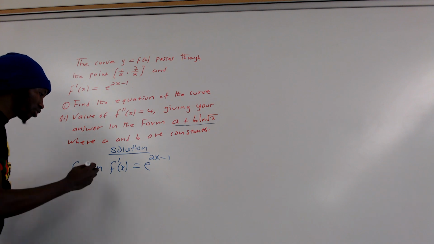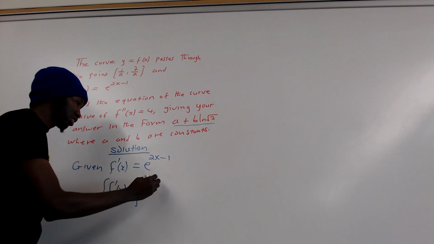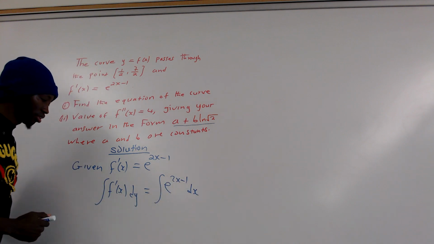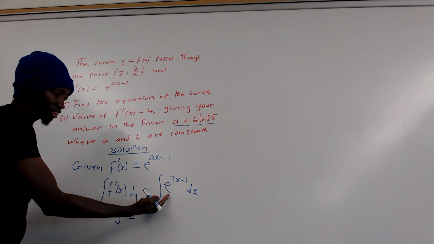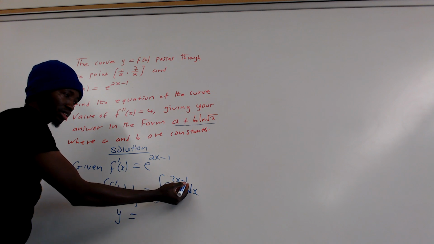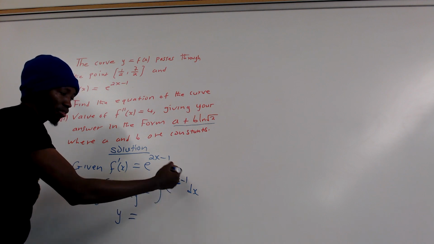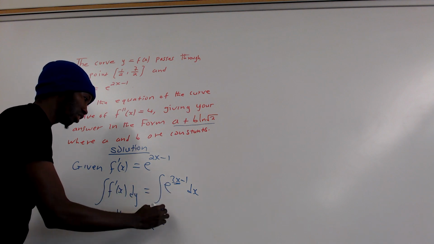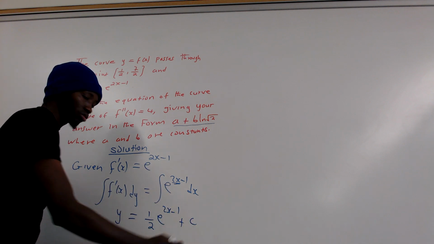If we integrate on both sides, we take the integral of f'(x) dx equals the integral of e^(2x−1) dx. To integrate, we look at the power: differentiating 2x − 1 gives 2, so since we are integrating, we divide by 2. So y = (1/2) e^(2x−1), and since there are no limits, we end up having a constant, c.